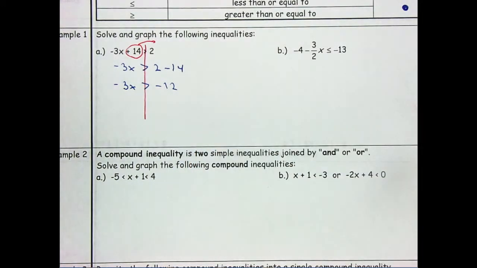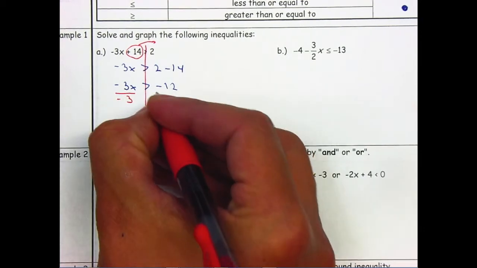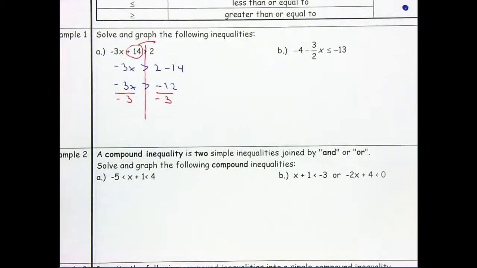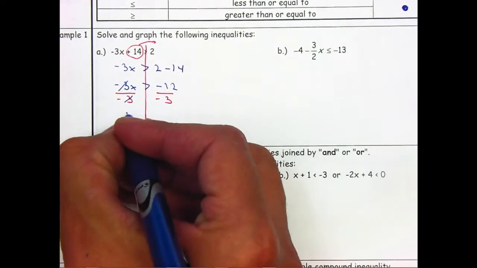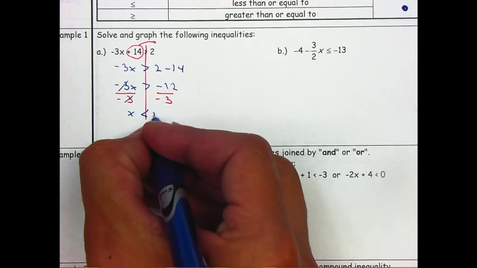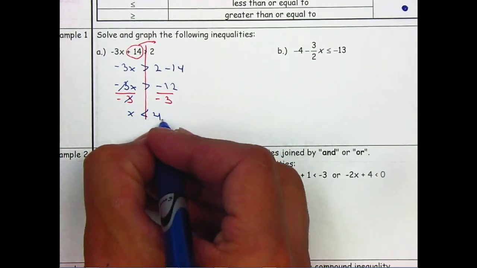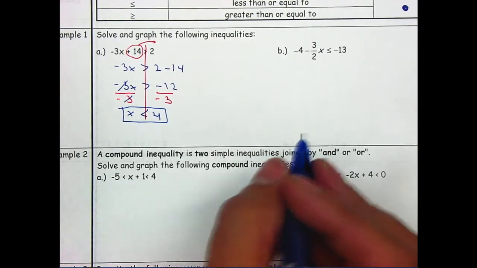I need to leave the x by itself, so I'm going to be dividing by negative 3. Remember that when you divide by a negative number, or when you multiply by a negative number, the inequality will flip. So we have x is less than 4. Negative divided by negative is going to be a positive.